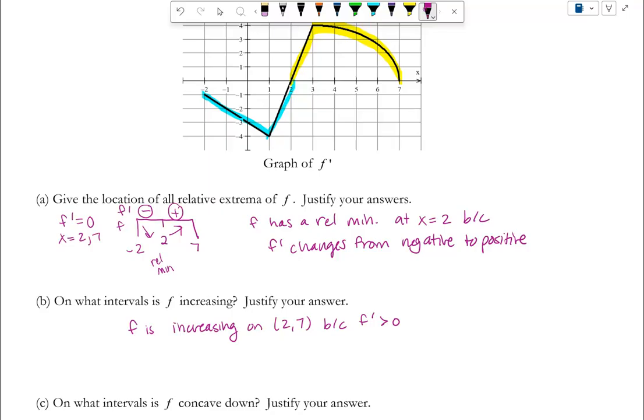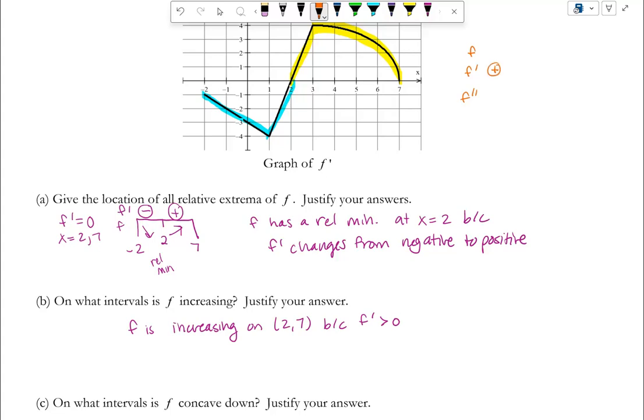So in part C, on what intervals is f concave down? Now in part C, we still want to think about our first derivative, but where it's increasing or decreasing. Sometimes what is hard is that our brain very much wants to switch, and it wants this to be the graph of f.